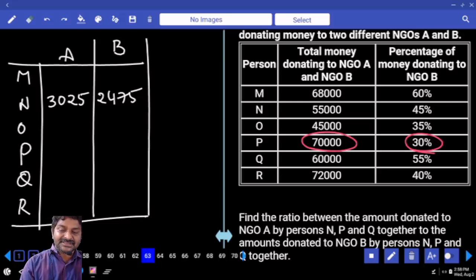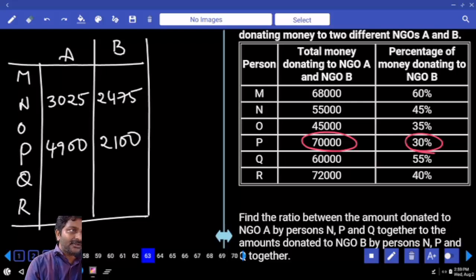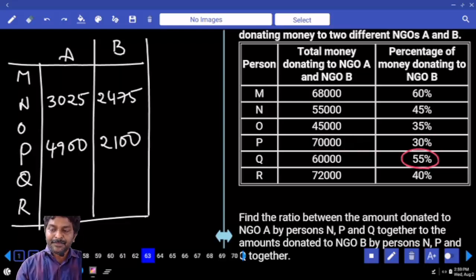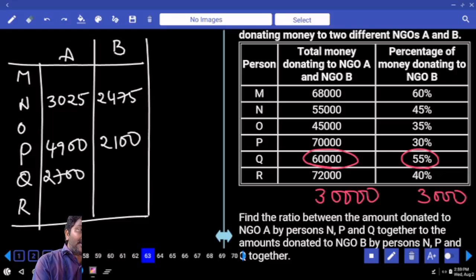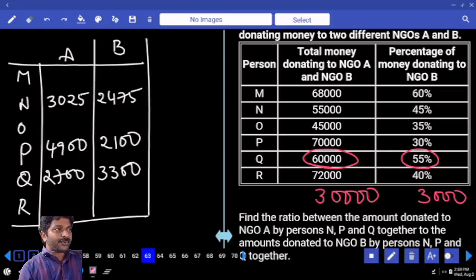Next, P, 30% of this number. How much? 2,000. 2,100 are here. Remaining 4,900 comes here. We are not writing 10. Be careful. Yes. Next, and then Q. 55%. What is 50%? 30,000. What is 5%? 3,000. 45% in the sense difference only, which is 2,700. 55% in the sense we need to add all the values. 33,000, that we'll write it as 3,300. You are supposed to write one more 0 everywhere. For simplification purpose, I am not writing.